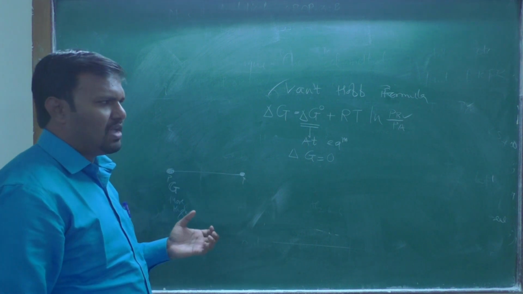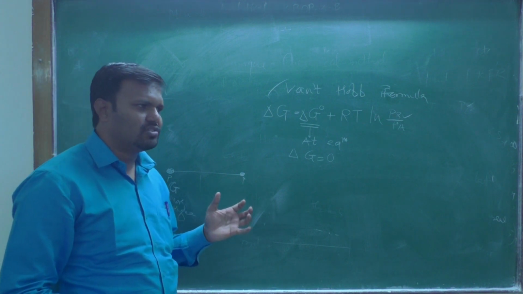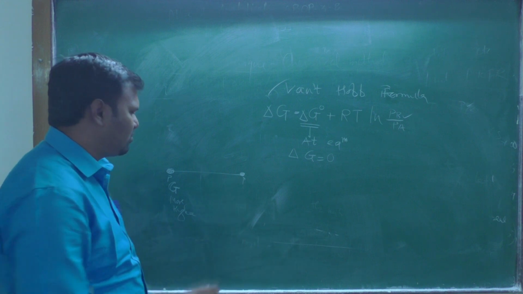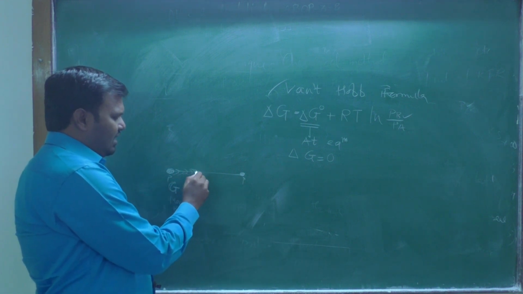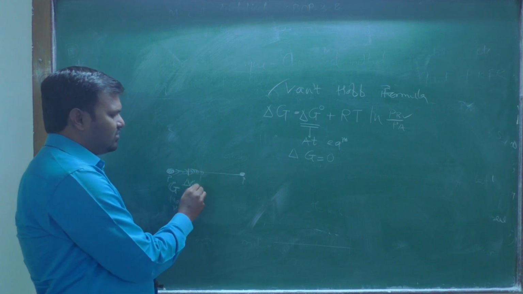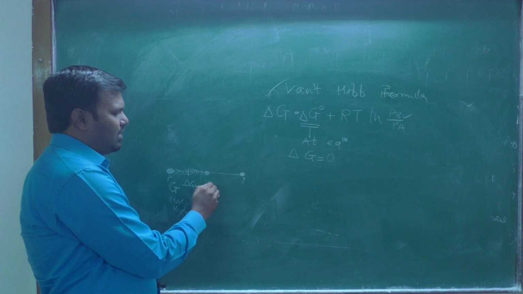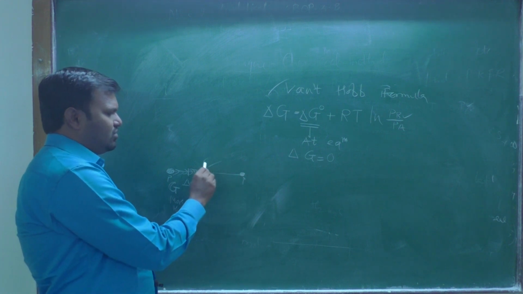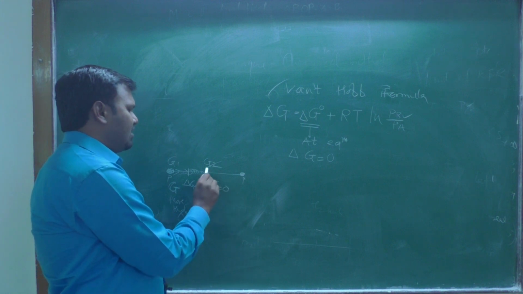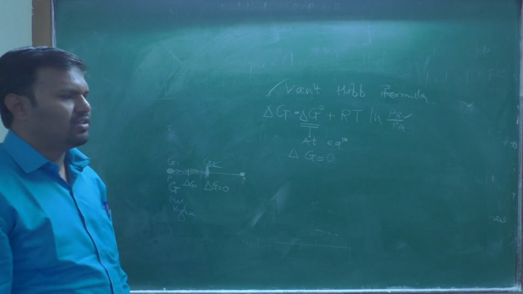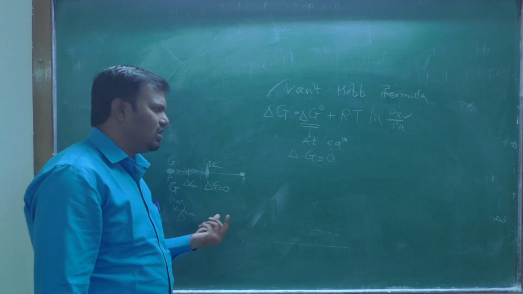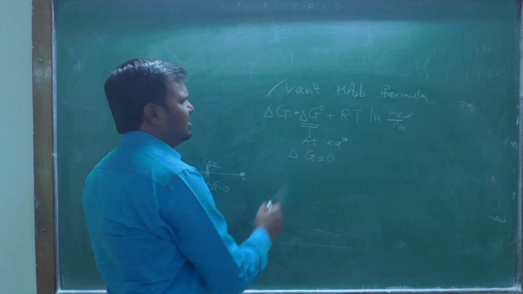If any system has a higher heat content, it tries to obtain a stable state by losing energy. It loses energy, and at a particular point the change is delta G. At that point, the final G2 minus G1 is equal to delta G. That point is equilibrium. When equilibrium occurs, delta G becomes 0. Therefore, delta G is 0.